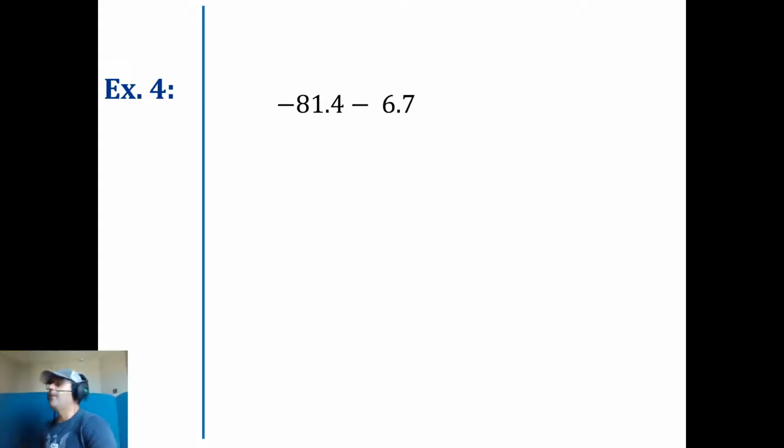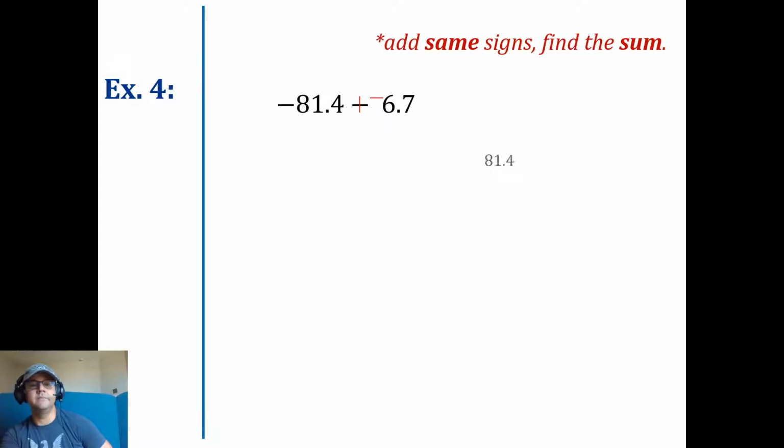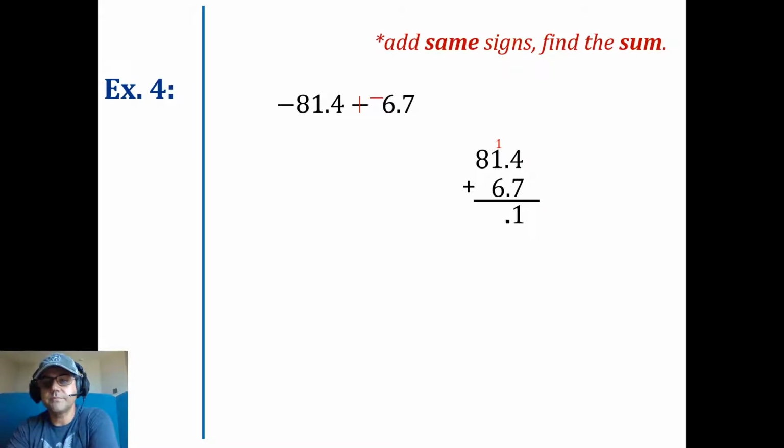Hey, our decimal problems, again, perform the exact same way. Let's go ahead and do adding the opposite. In doing so, I realize, hey, I'm just going to add them and keep the sign. So 81.4 plus 6.7, line it up. Remember, addition of decimals, line them up. Keep the negative sign though, remember, because that rule still applies. Negative 88.1.